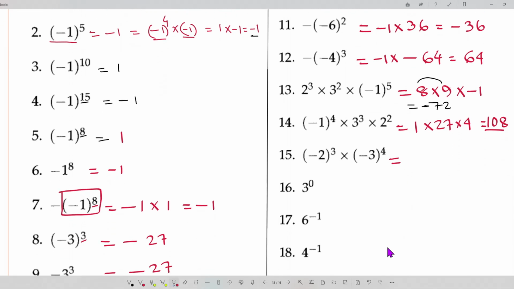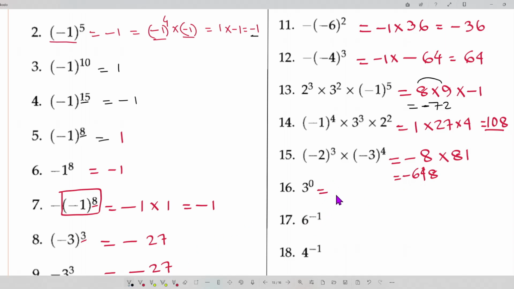Next, minus 2 to the power 3 means minus 8, times 3 to the power 4, which is 81. Here is minus and the power is even, so it will be plus, so here is 81. So 81 times minus 8, 8 times 1 is 8, 8 times 8 is 64, and here is minus.